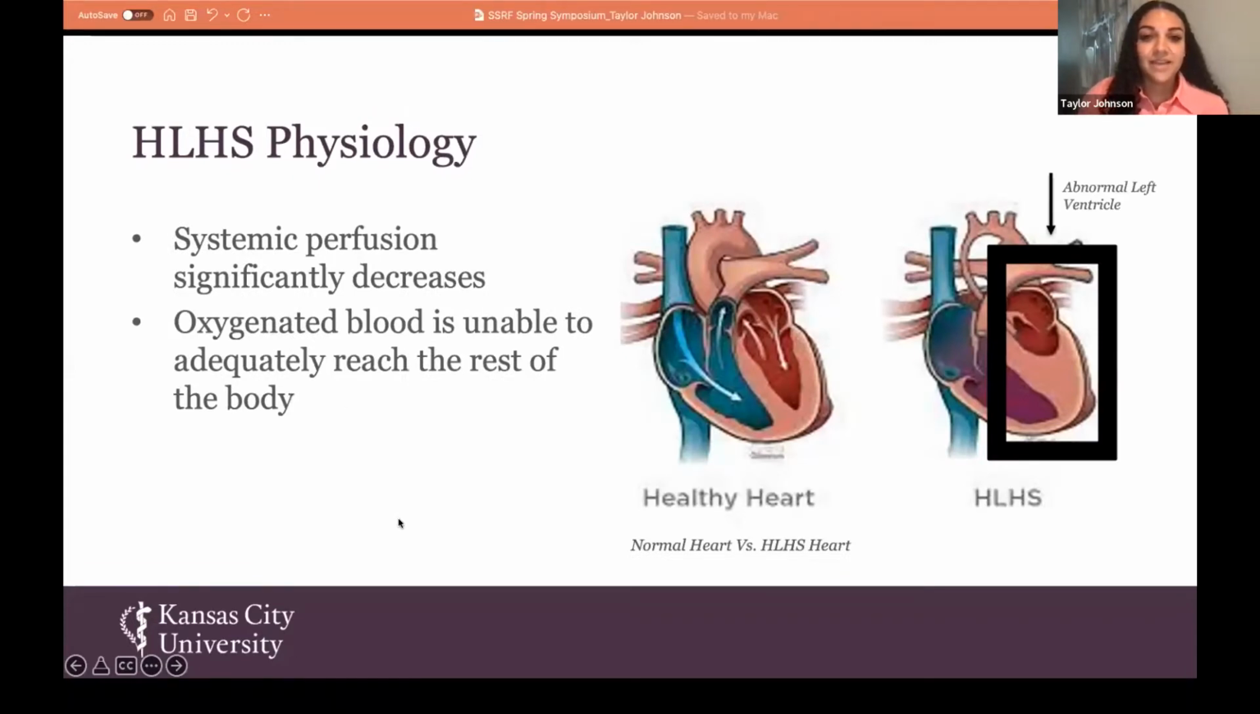So a little bit about the anatomy and physiology of hypoplastic left heart syndrome. On the left here, I show a normally developed heart with two adequate ventricles. On the right here, I show an abnormal left ventricle, and it's abnormal in that it's not fully developed. As you can imagine, this creates a lot of issues for these infants, meaning that systemic perfusion is not happening adequately, and oxygenated blood is unable to reach the rest of the body.